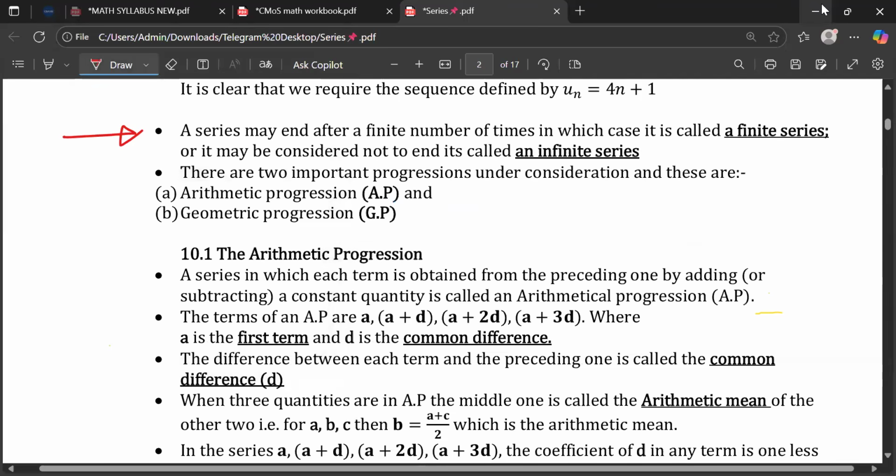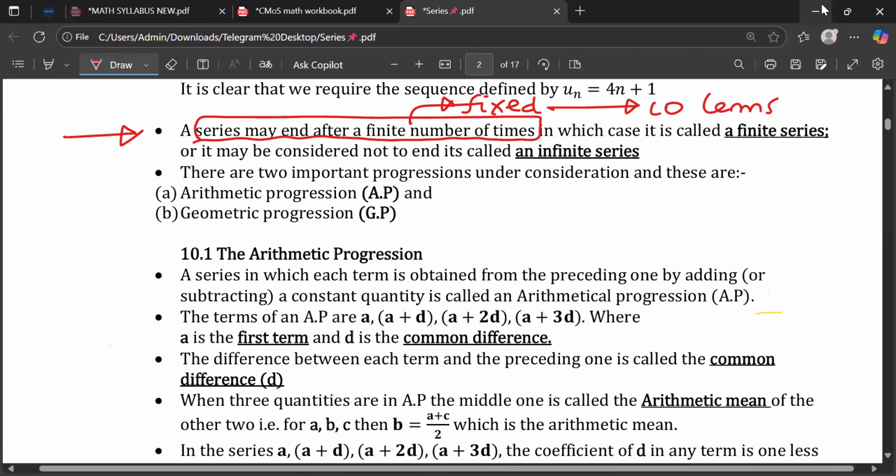Now this is more English. They are saying a series may end after a finite number of terms. You get? Finite, fixed. They can tell you that a certain series has only and only 10 terms. That means it cannot go beyond 10 terms. That's why they call it a finite series. That's just good to know. No one is going to ask you that, but you need to know it. Then anything that is not considered to end, you all know in mathematics, that is infinity. That's why even here they are calling it an infinite series, because we assume it will never end.